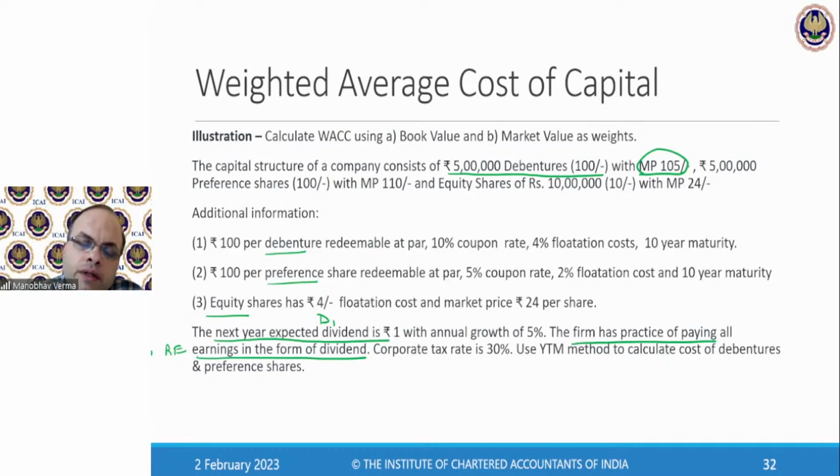Now, they're specifically telling you in the question that please use YTM method to calculate cost of debentures and preference shares. Wow. That means we are calculating NPVs. We are talking about IRRs, kind of a recap of the last lecture as well. Okay, so let's try to do it together.